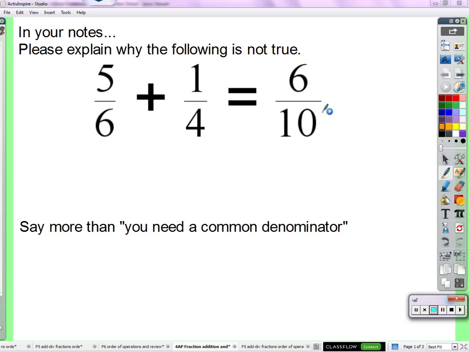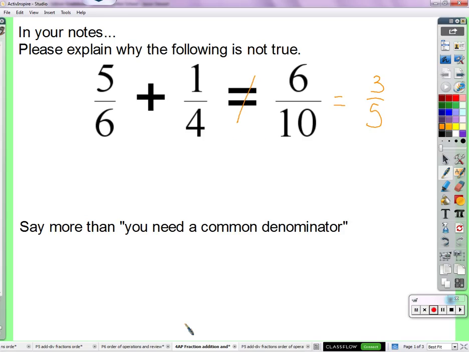Wrong because it's not 3/5. Three-fifths and six-tenths are equivalent. If I had six-tenths of something, and I had three-fifths of something, I'd have the same amount. Okay, so it's this part that's not true.